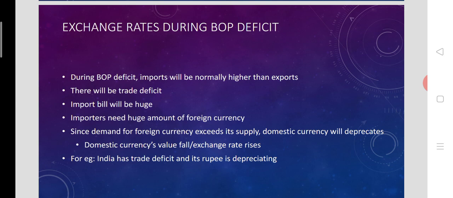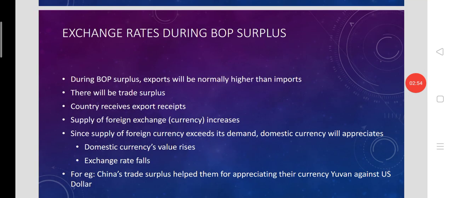So the nation is in need of more foreign currency. So the domestic currency will depreciate, or the value of the domestic currency will come down, as there is excess demand for foreign currency in the economy. This is due to the prevalence of BOP deficit over a period of time. So during BOP deficit, the exchange rate will be affected. The value of the domestic currency will depreciate, and the value of the opposite currency will increase. The reverse will happen when a nation is having BOP surplus.